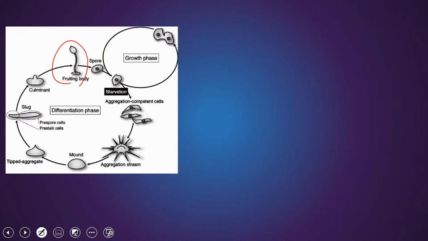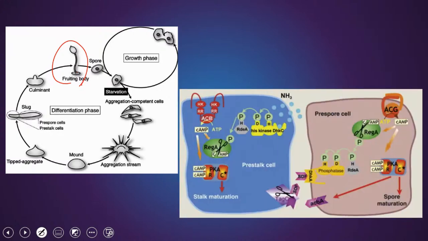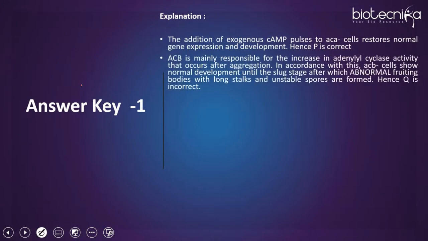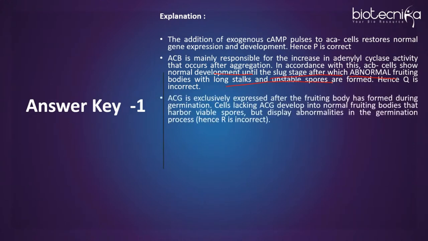Now, in the differentiation phase of the fruiting body, some molecules are involved. So yes, the answer is option 1. Because ACB is an adenylate cyclase. It is responsible for the increase in adenylate cyclase activity which occurs after aggregation. When the single organisms come together, this ACA will be required. In accordance with this, ACB minus cells show normal development until the slug stage, but show an abnormal fruiting body with long stalks, and unstable spores are formed. Now, ACG, remember, ACG is required for germination.